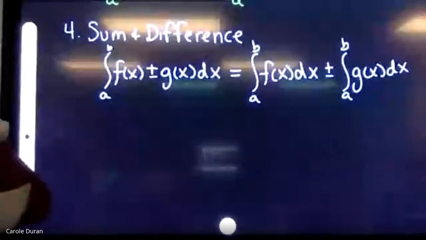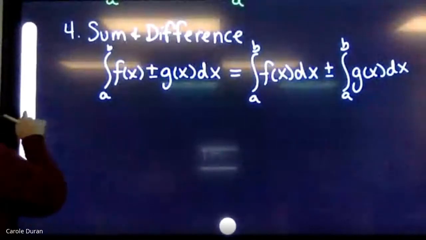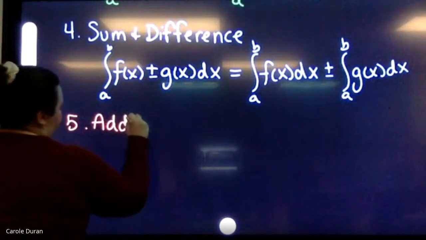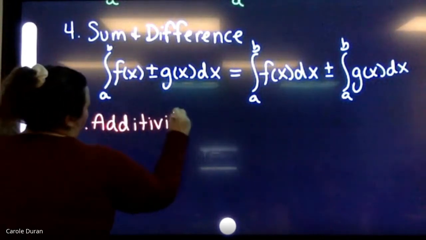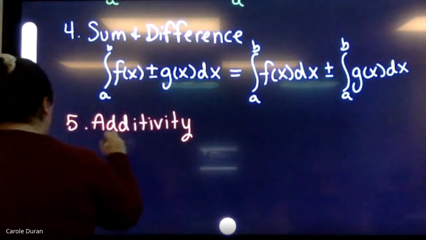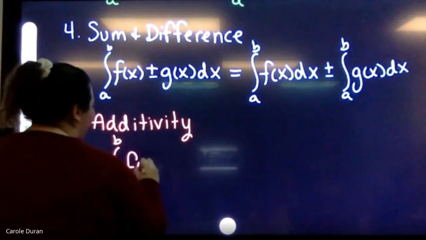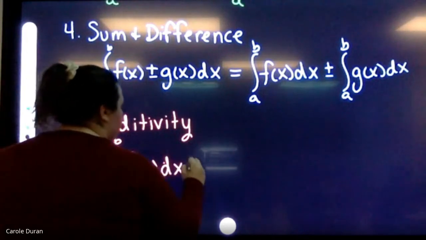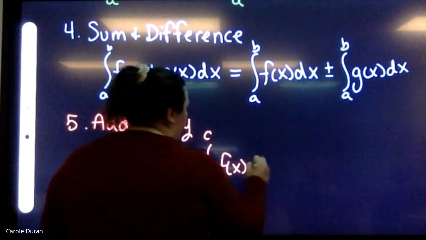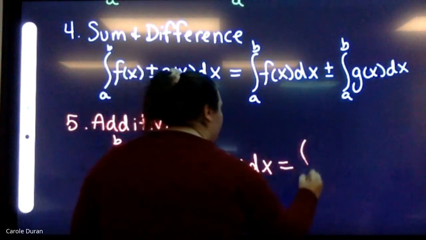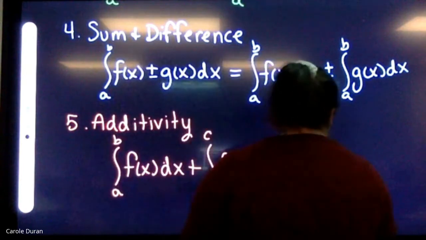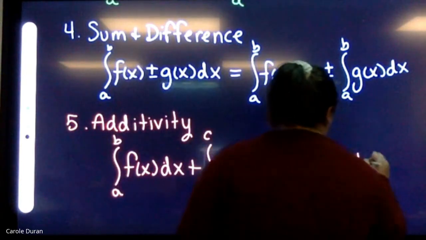Of course. And then we have one more, and that is our additivity rule. Not a word. It's here. And this says, if I'm taking an integral from a to b of f of x dx and adding to it the integral from b to c of that same function f of x dx, that can be rewritten as one integral going from a to c of f of x dx.